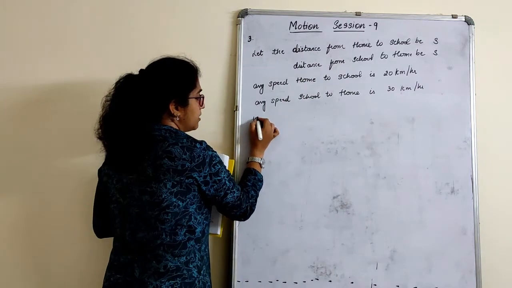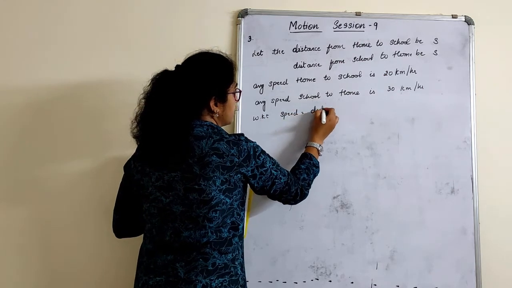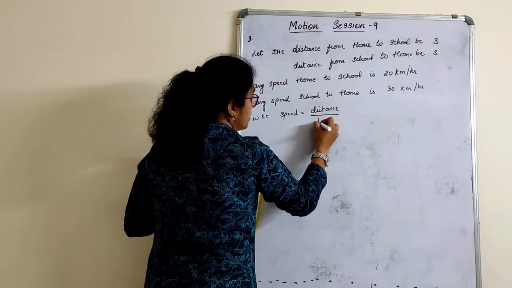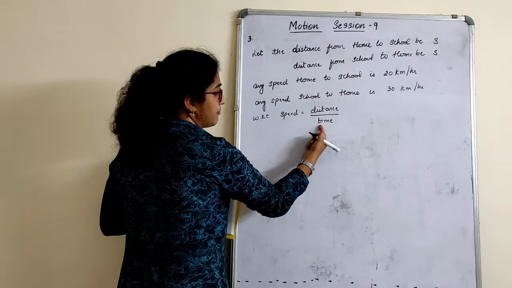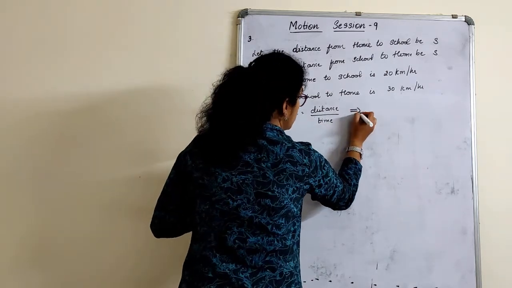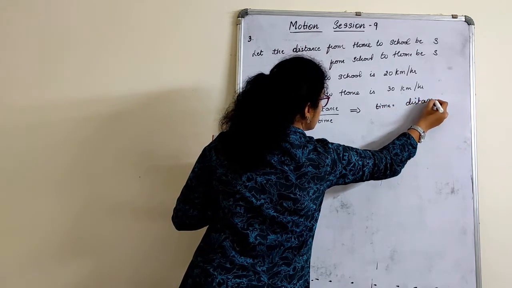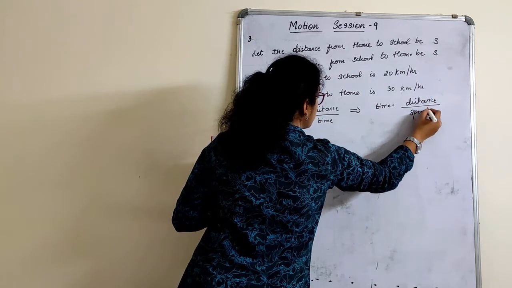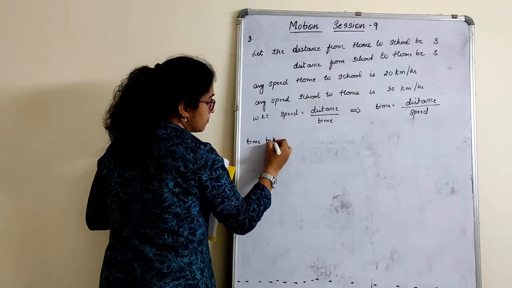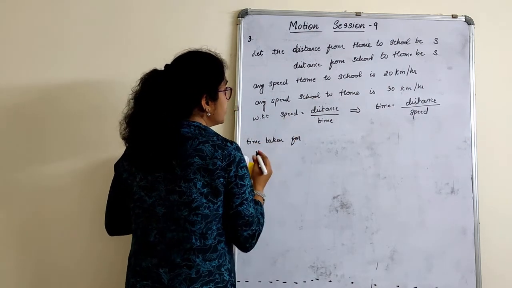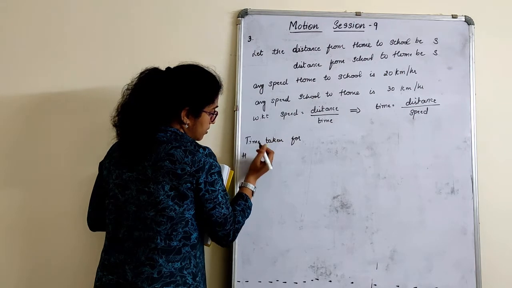Okay. So what is the formula? We know that speed is equal to distance upon time. So with respect to this, if time is not known and I change this, time is equal to distance by speed. Okay, so time taken for, first it is home to school.